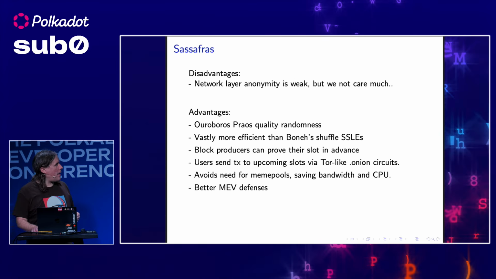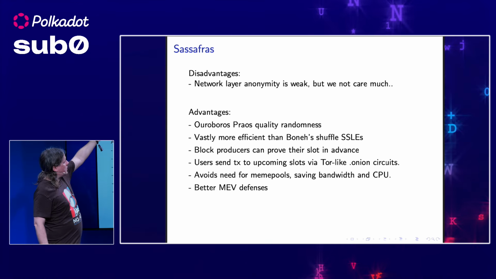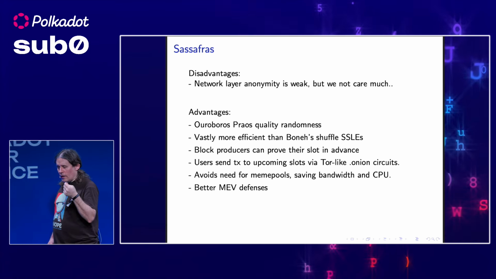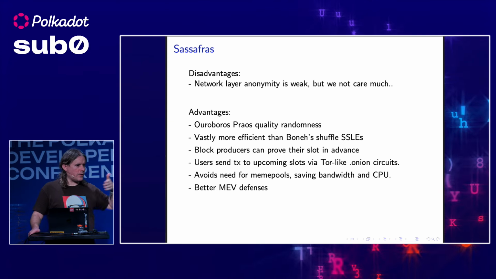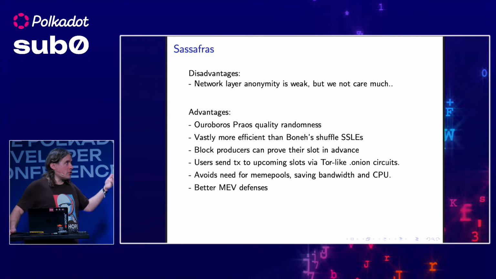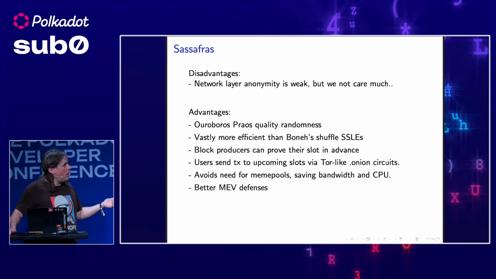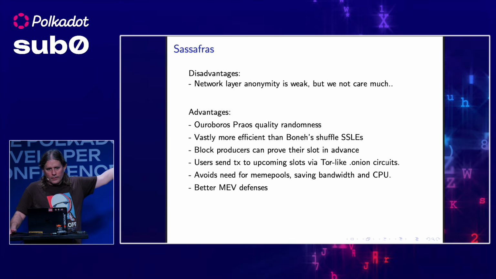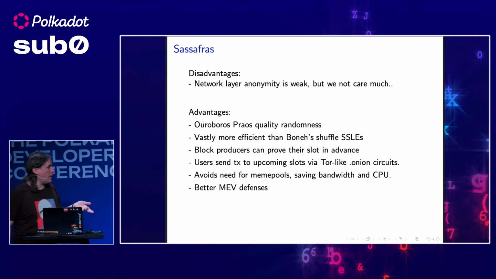All right, so disadvantages. The reason we say it's only semi-anonymous is because the network layer of an anonymity system is weak. The usual scheme that people think about for SSLEs are these cryptographic shuffle things, and that's what Ethereum is talking about with Whisk, but these are similar to what's called a verifiable mixnet, and they're so slow that what Ethereum was doing in Whisk is actually weakening the anonymity below what we can do with sassafras. All right.